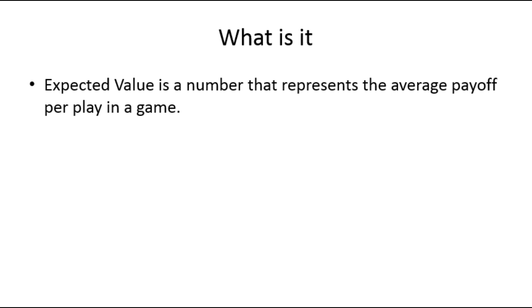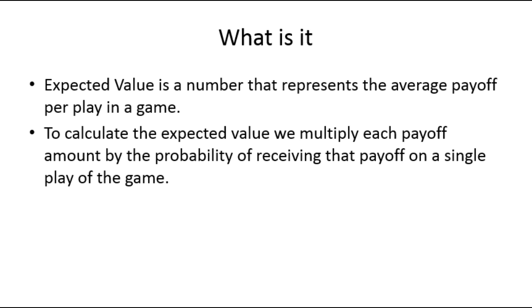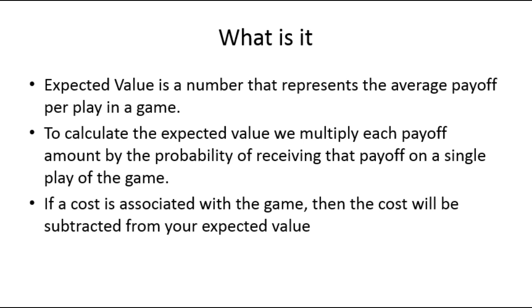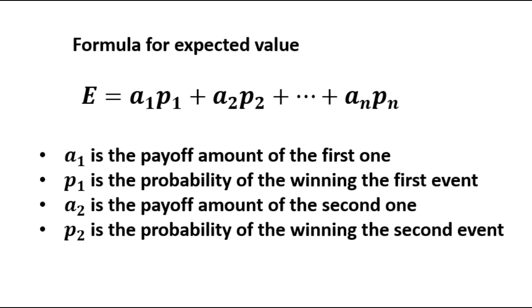If you're rolling a die, what should we expect from that? We'll go through several of these. In order to calculate it, first what we have to do is multiply each of the payouts by the probability of getting that event to occur. It sounds a little bit confusing right now, but we'll get into more of that. And finally, if the game costs anything to play, that needs to be subtracted out from our final answer.